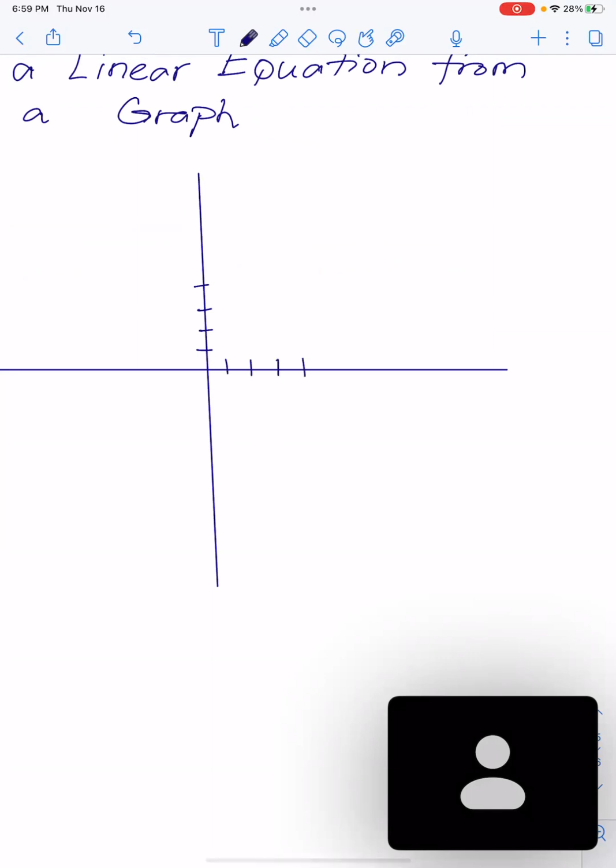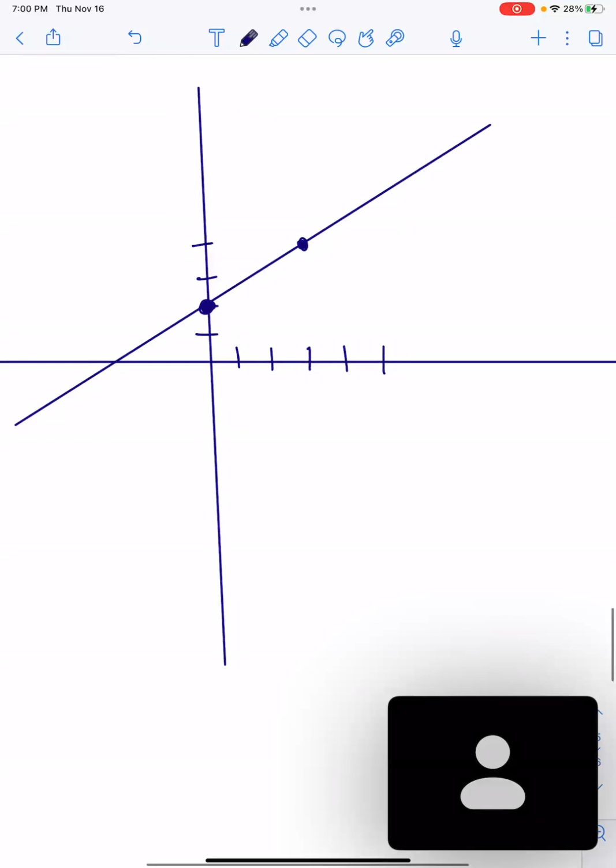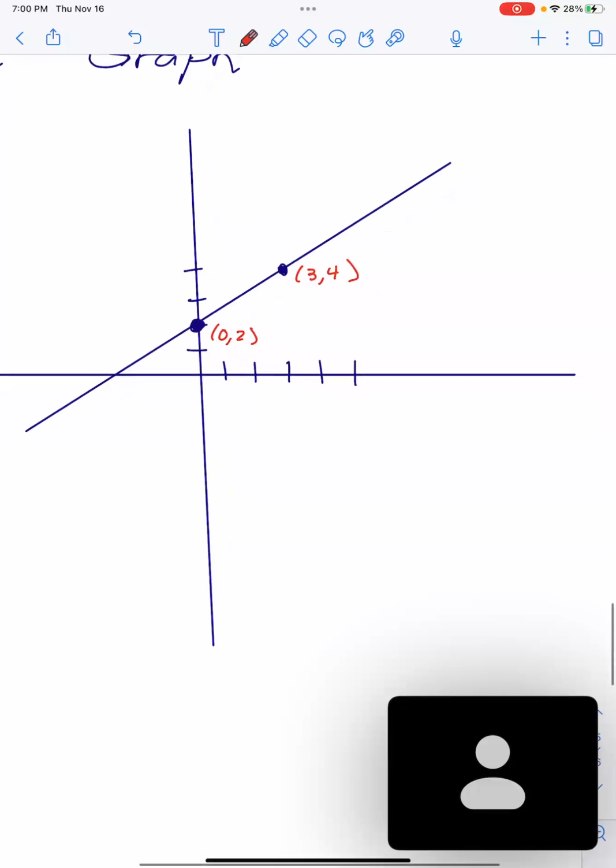So you might have a problem like this come up in a packet where you have a couple of points given. And a line. It's already going through the 2 points. So this is going to be the point 0, 2. And this is the point 3, 4. So I want to figure out, how do I write an equation from this?